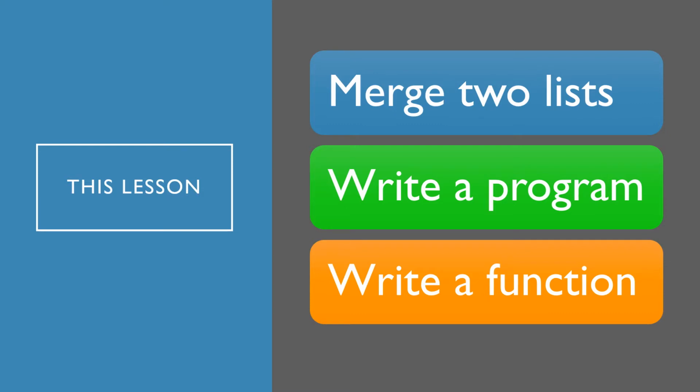So in this lesson, we'll investigate what commands are required in order to merge two short lists to make one long list. Then we'll write a program that completes this task and then turn it into a function that returns a long list from two short lists.